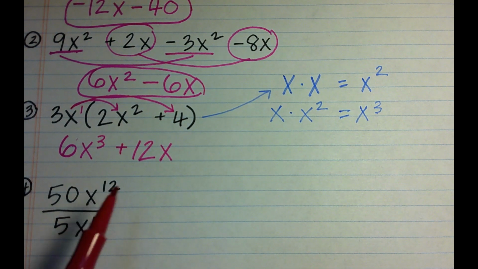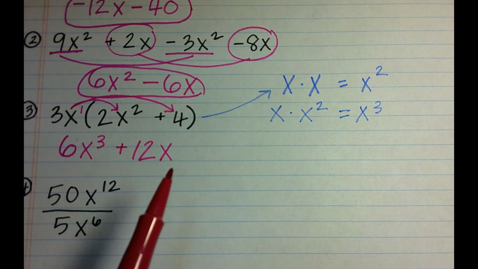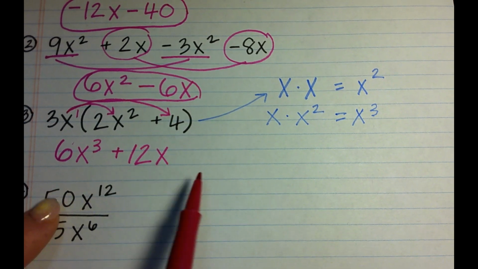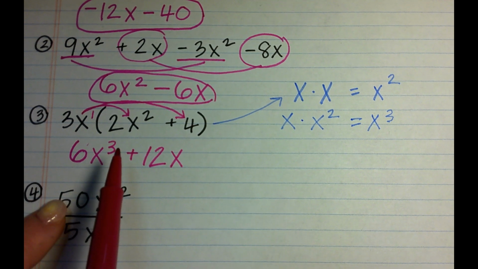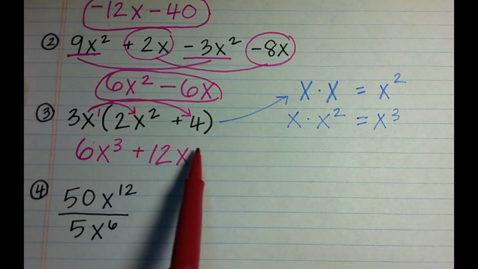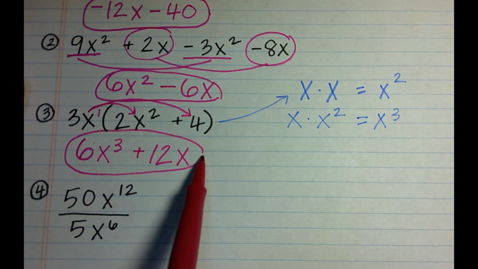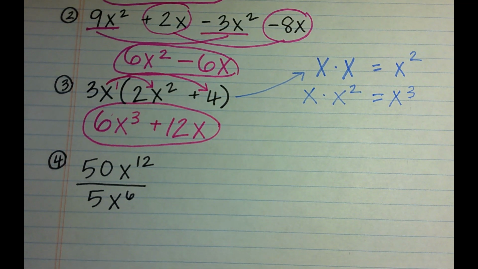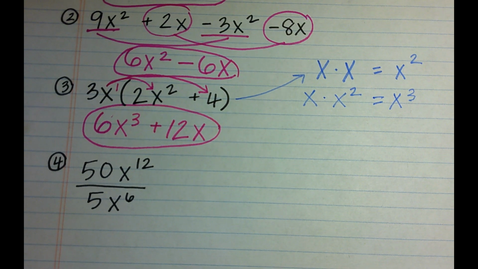Are we done? Is that it? Yes, that's as far as we can go. These are not like terms. They have different exponents. We cannot add them together. That is as far as we can go. That's our answer. Awesome. Do we have any questions on number 3?